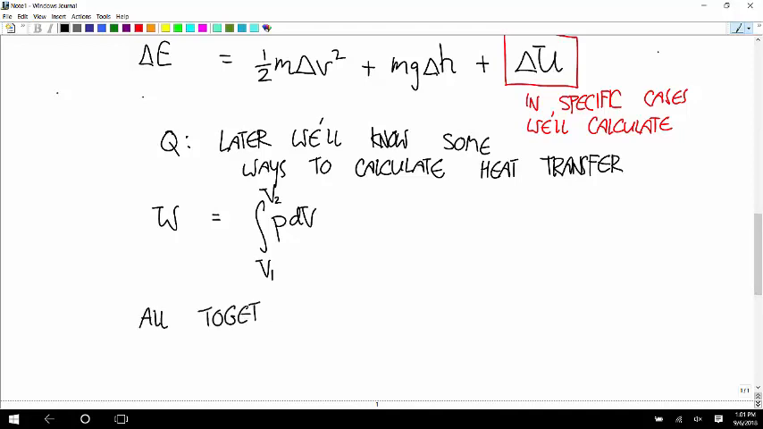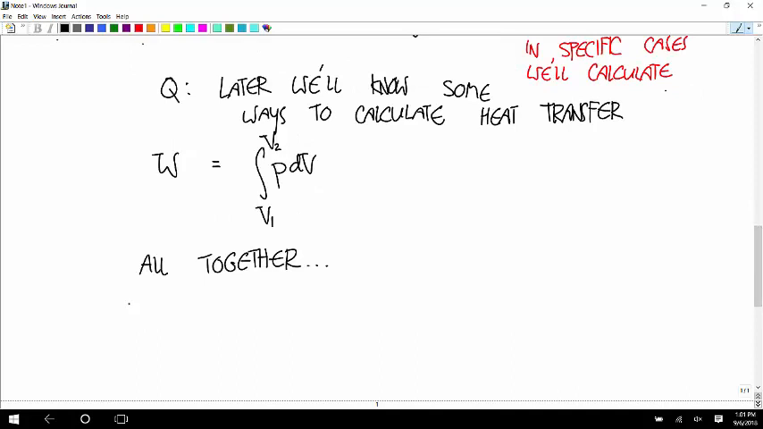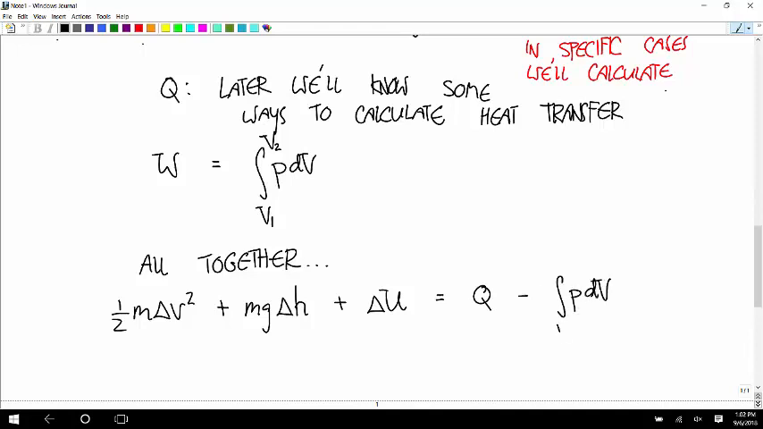So putting everything we know together, we know that 1/2 times the mass of the system times the change in the speed squared, plus mg times the change in the height of the system, plus change in internal energy is equal to Q minus the integral of P dV from V1 to V2. That's a fully expanded form of the first law of thermodynamics.